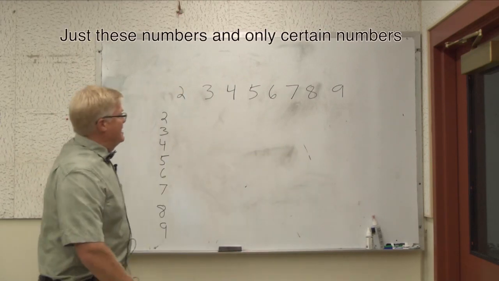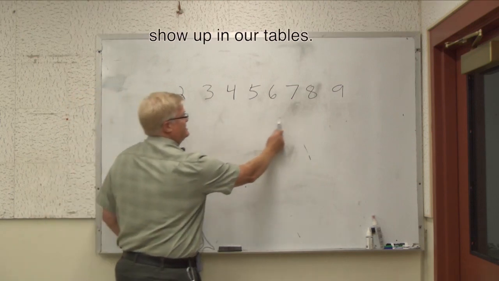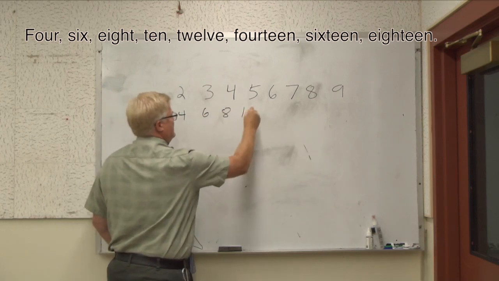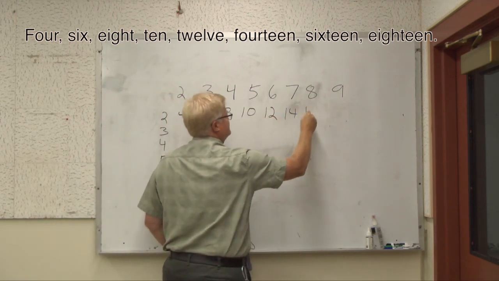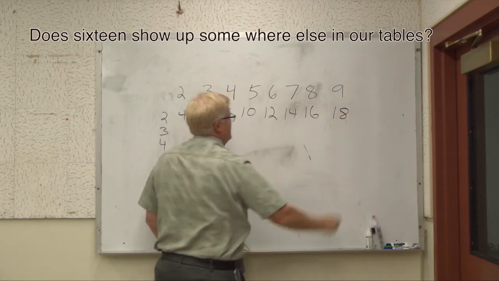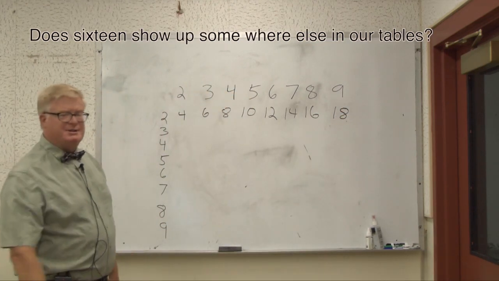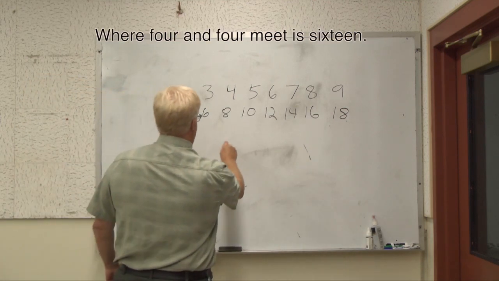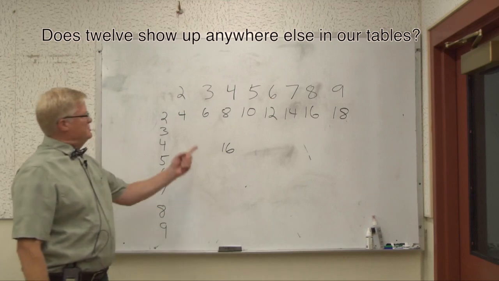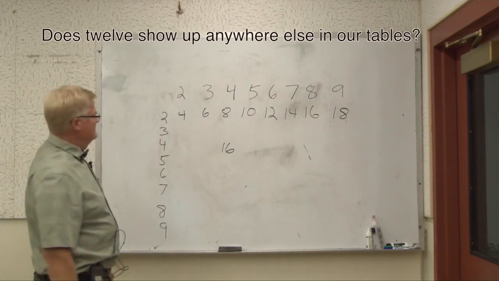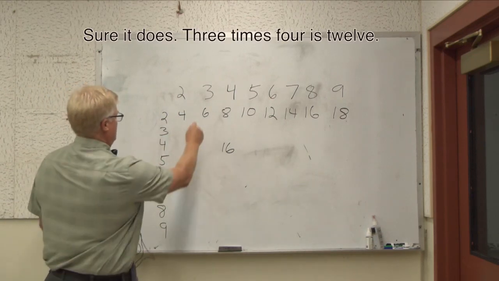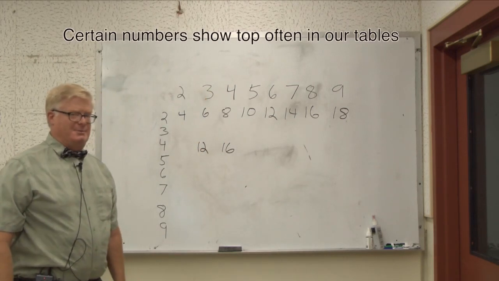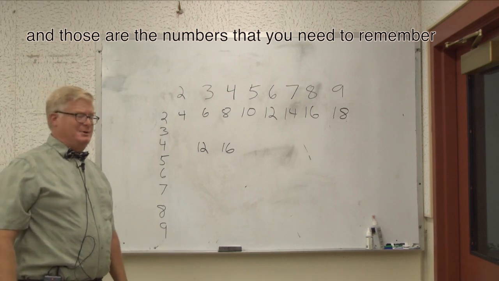Just these numbers. And only certain numbers show up in our tables. 4, 6, 8, 10, 12, 14, 16, 18. Does 16 show up somewhere else in our tables? You should know immediately, yes it does. Where 4 and 4 meet is 16. Does 12 show up anywhere else in our tables? Sure it does. 3 times 4 is 12. Certain numbers show up often in our tables, and those are the numbers that you need to remember particularly.